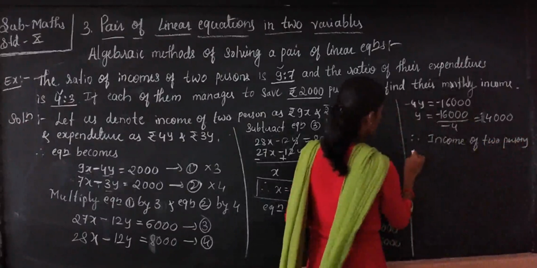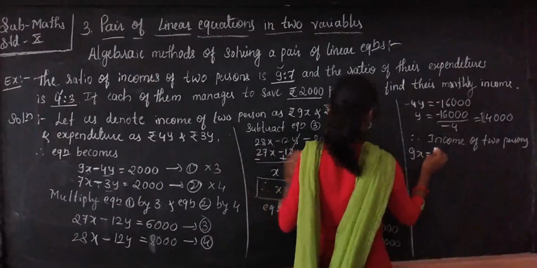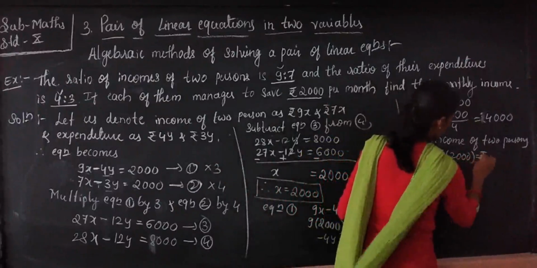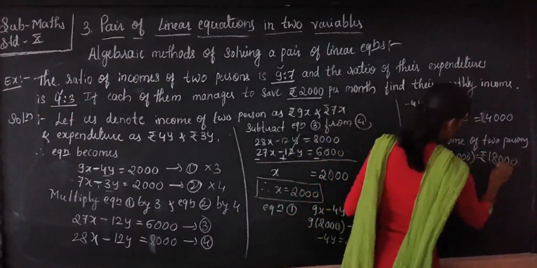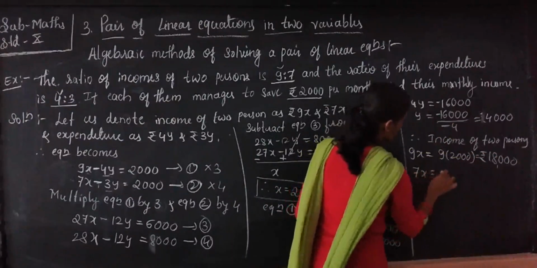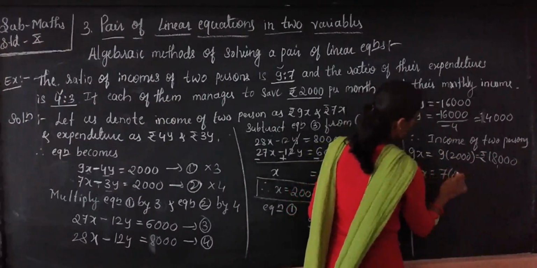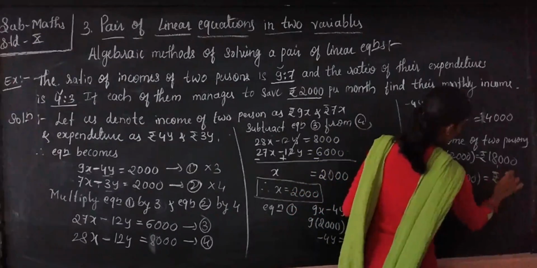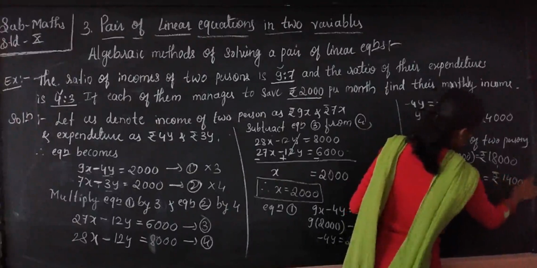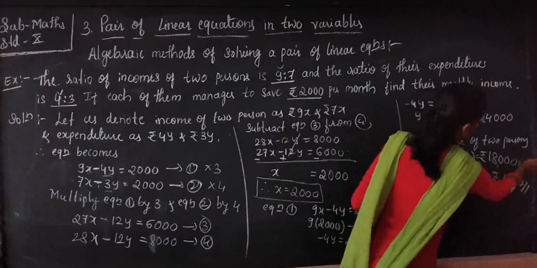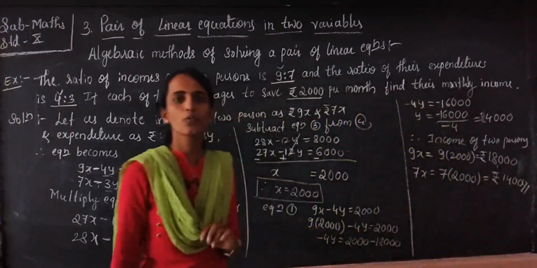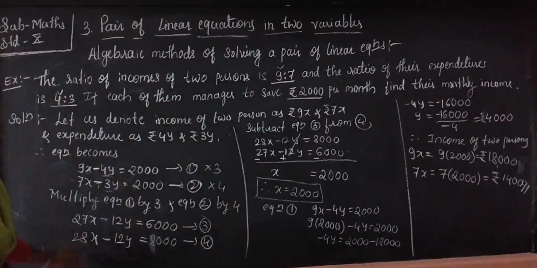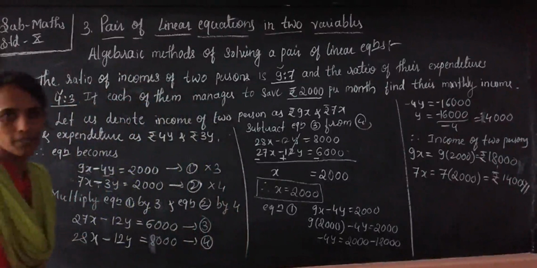So the first one is 9x, that is 9 into 2000, that is rupees 18,000, and the second person is 7x, that is 7 into 2000, that is equal to rupees 14,000. Here it is. Now students, how to solve the statement problems here, how to find the solution by the elimination method here.